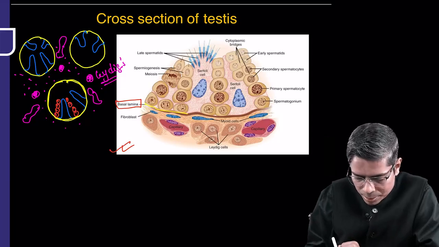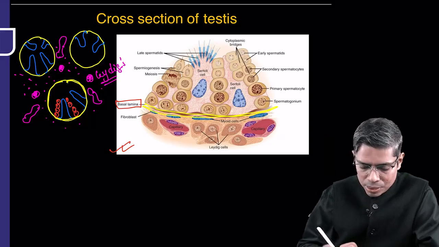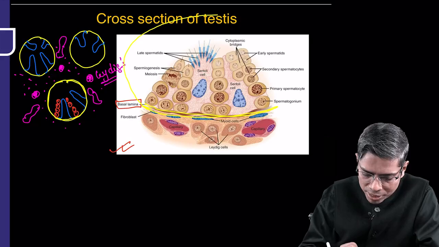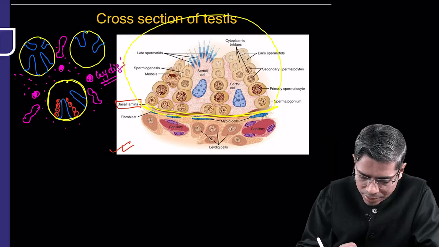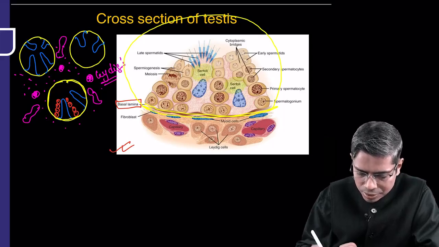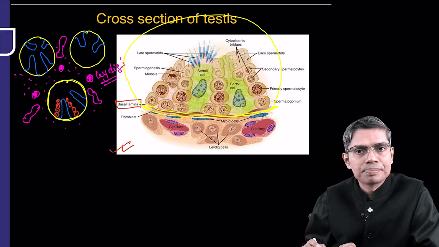So this is your basal lamina. Inside this basal lamina, you can find that this is the lumen of the testis. Inside this lumen, what is the major cell that you are finding? This is your Sertoli cell, right? This pink colored cell which is present here is nothing but your Sertoli cell.